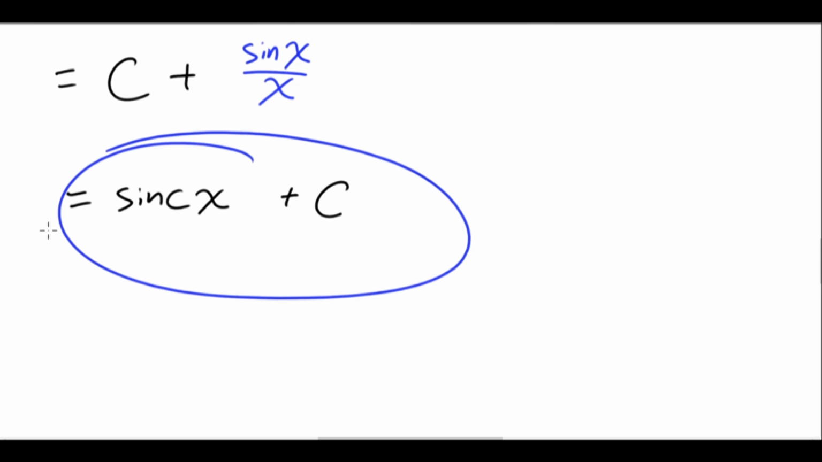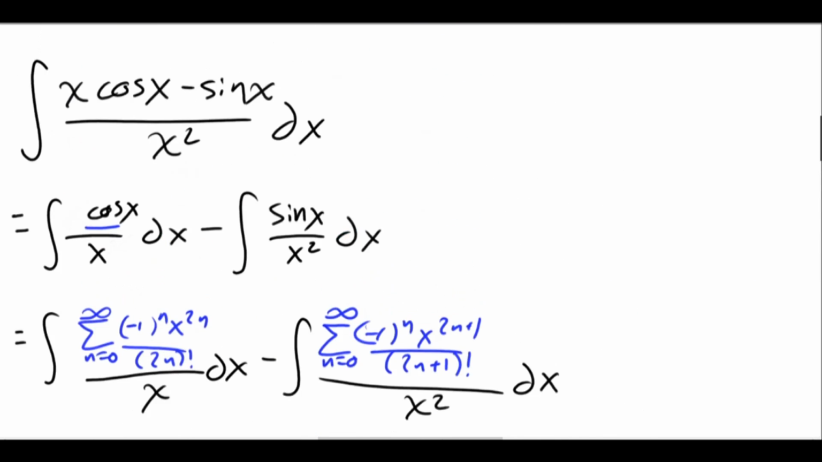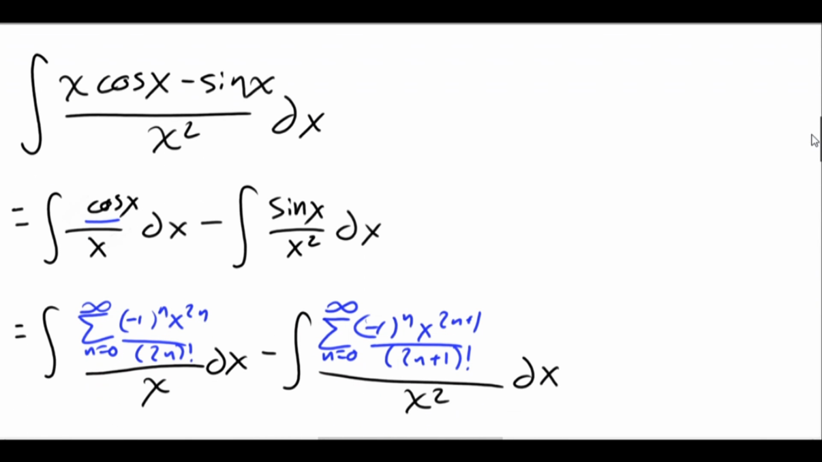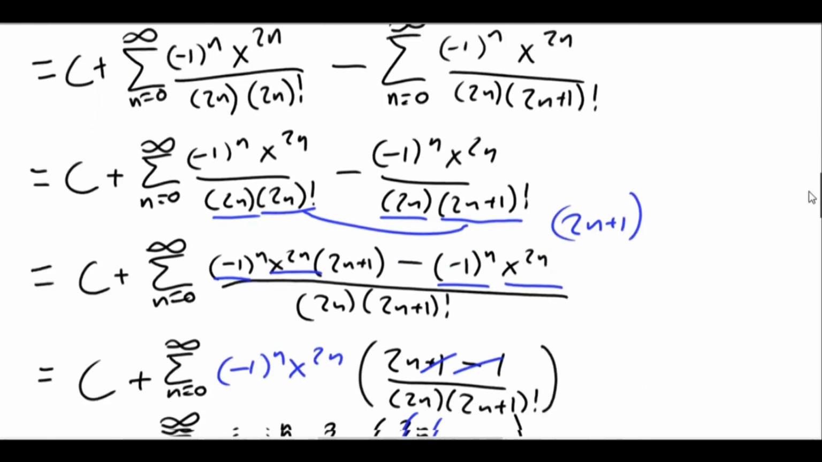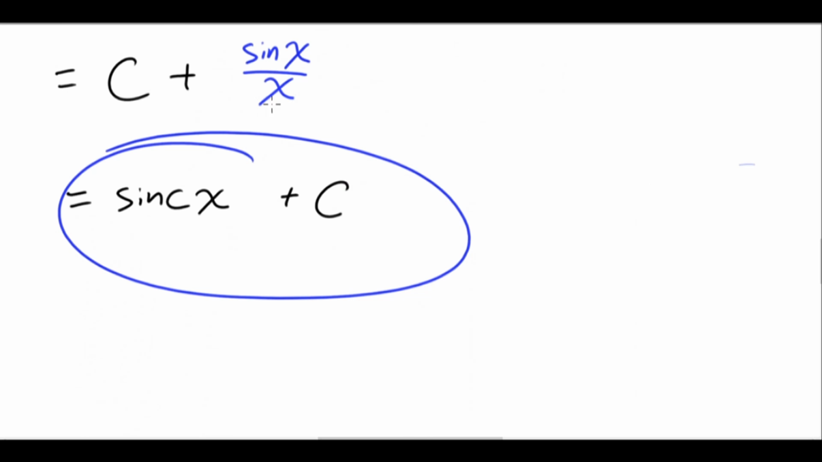The indefinite integral of x cosine x minus sine x divided by x squared, integrated with respect to x, is simply the sinc function, which is sine of x over x. And you can verify this for yourself. You can take the derivative of this using the quotient rule, and you will get the integrand that we started with.